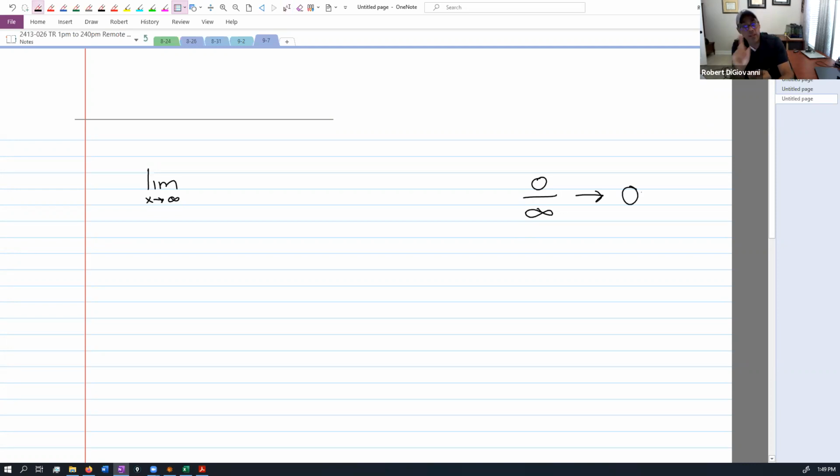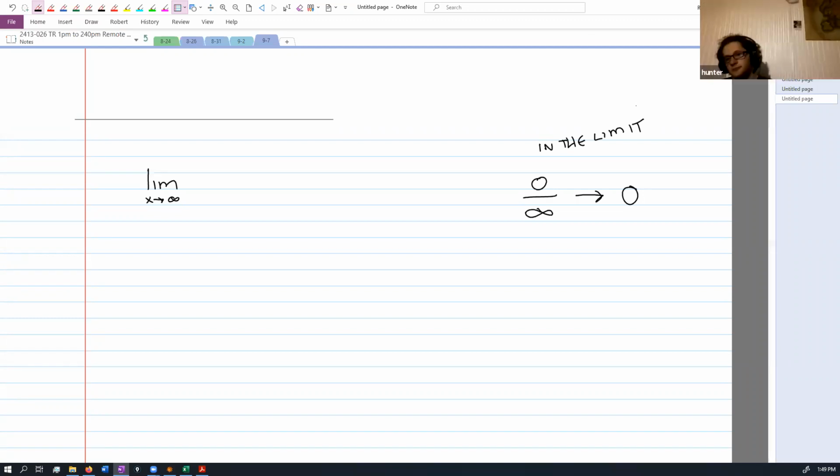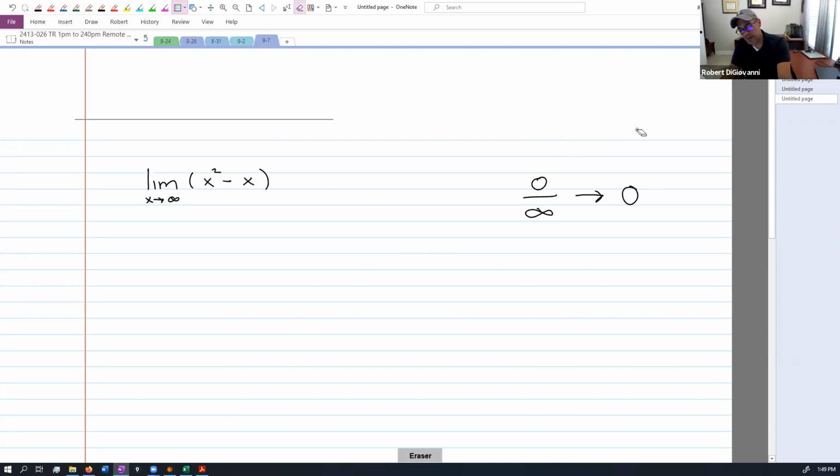Now, again, in the limit, this is what would happen. If I take 0 and divide it by any number other than 0, then the answer is 0. Okay, how about this one? This one might seem too easy because it is easy, but it's going to introduce a new idea.